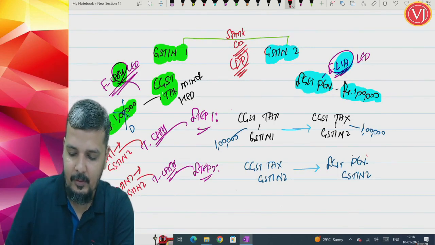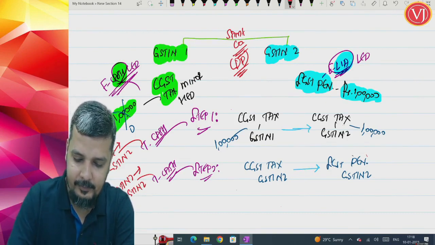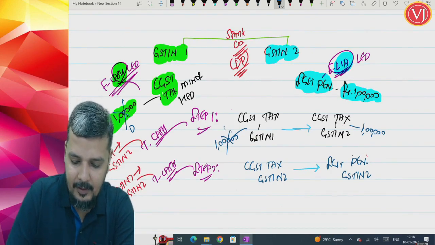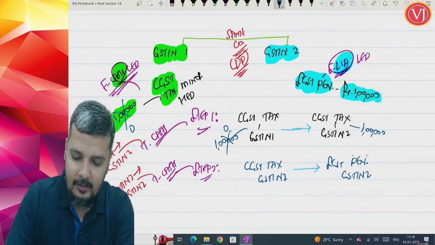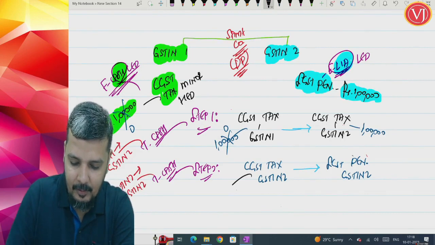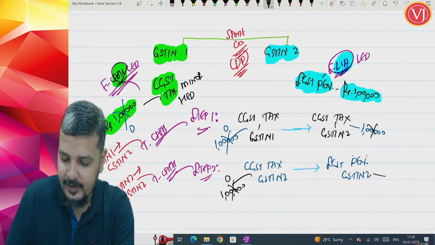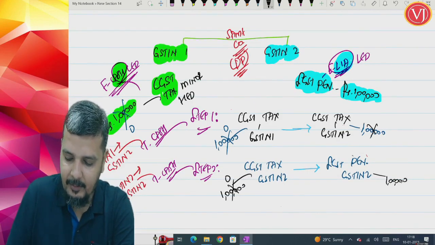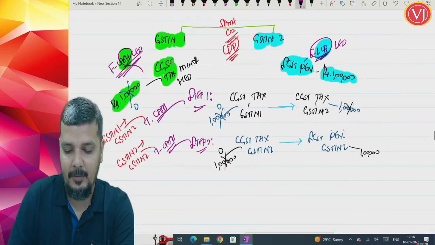Right. Now what will happen is, as I said, CGST tax in GST number 1 will become 0 and it will go to CGST tax GST number 2. Now CGST tax from GST number 2 you are going to transfer 1 lakh, so it will become 0 and it will go and sit in SGST penalty GST number 2. That would be your step number 2.